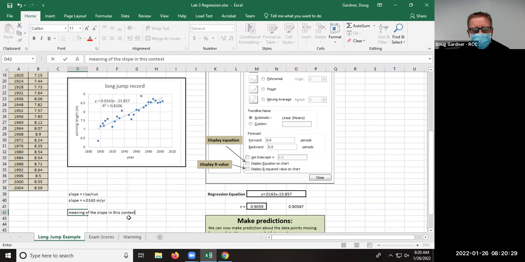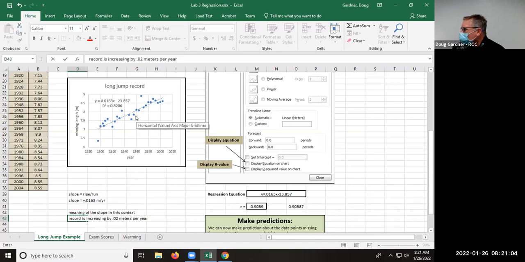What's the meaning of the slope in this context? It really means the record is increasing by, I'll just round it off, 0.02 meters per year. In other words, that tells us the trend. On average, that's not exactly what happened each year, but on average, the record was going up 0.02 meters per year over that time. That's what that trend line is saying.